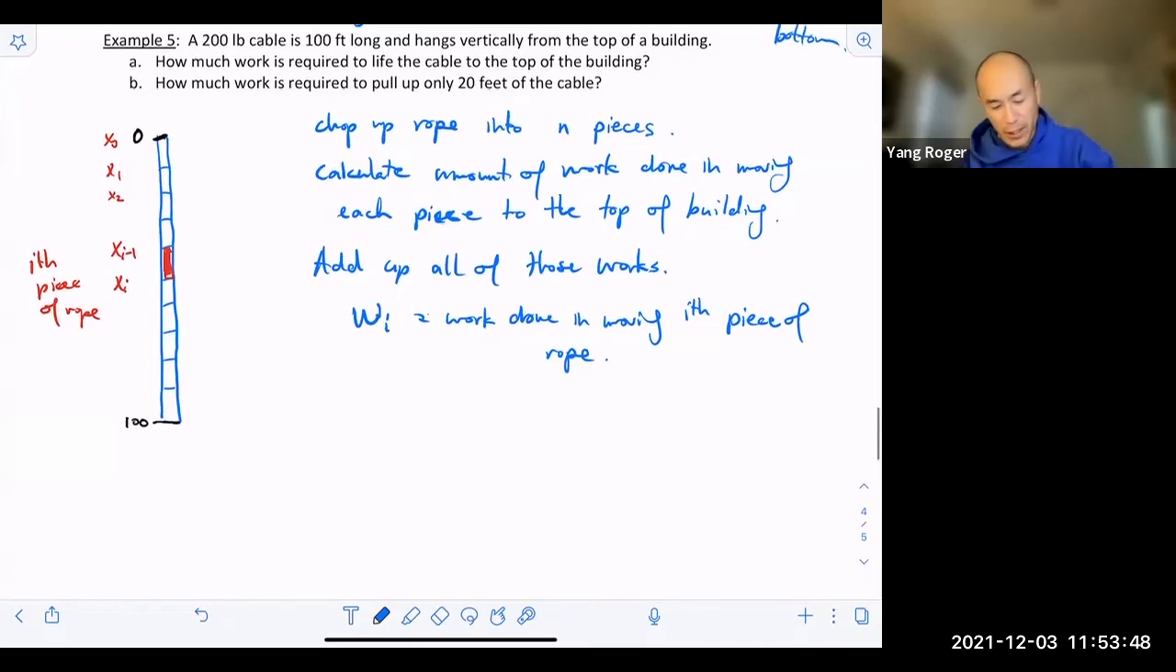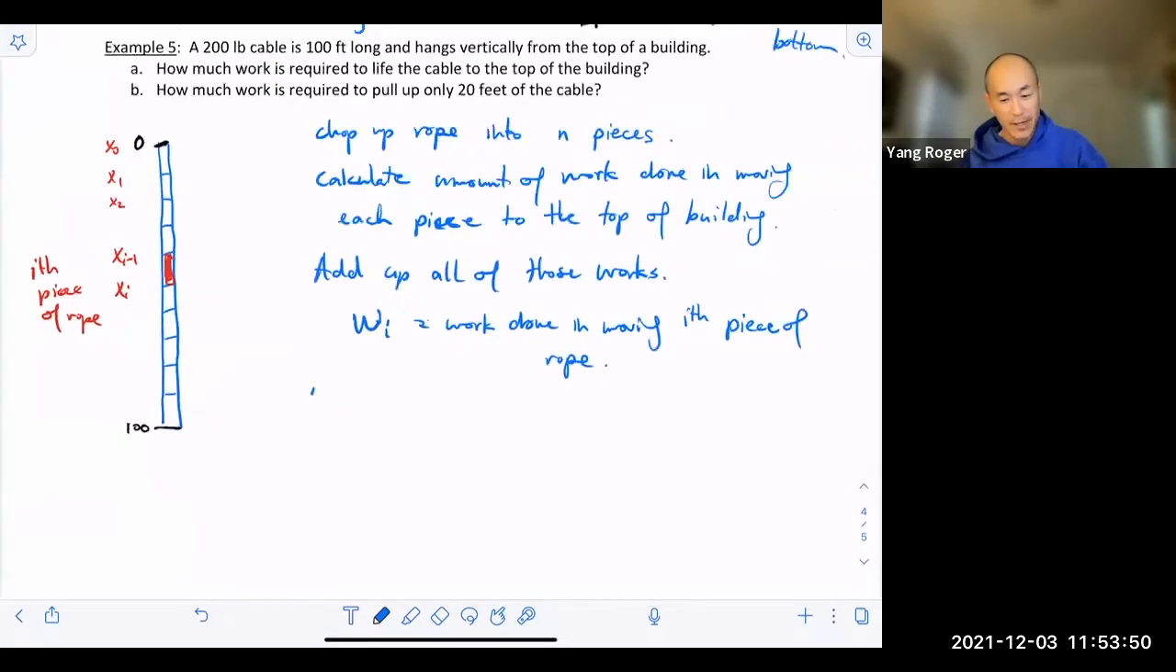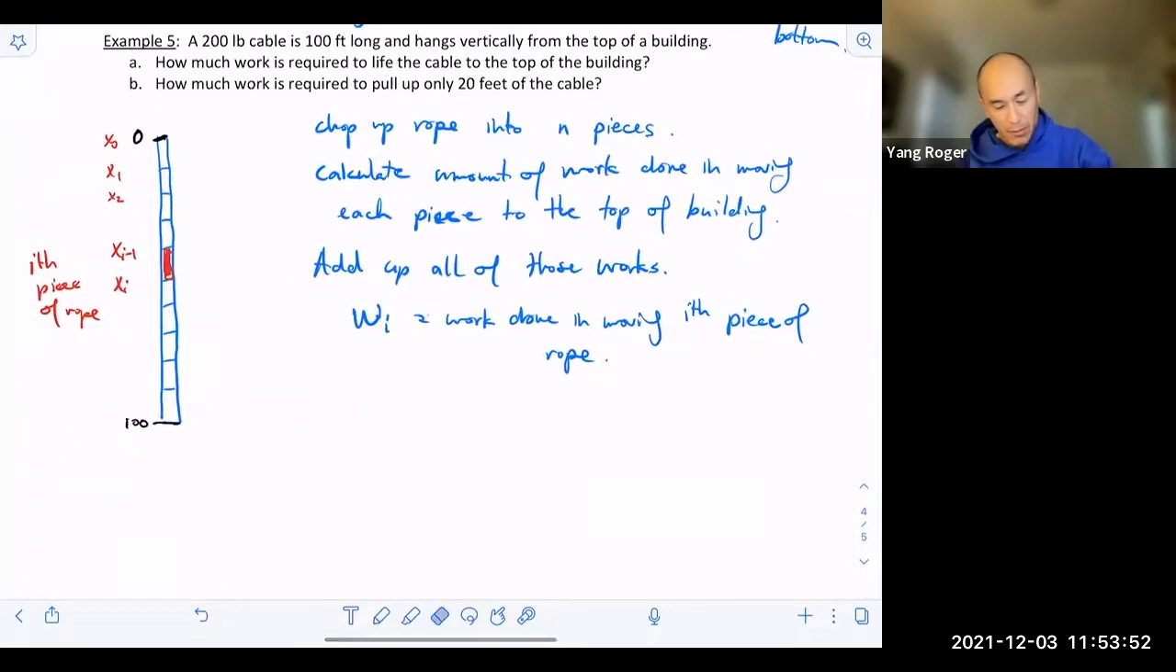We know that the work is equal to the force times the distance, right? I'm going to say that the distance... what's the force going to be? Well, the force kind of depends on the weight of the rope, right?